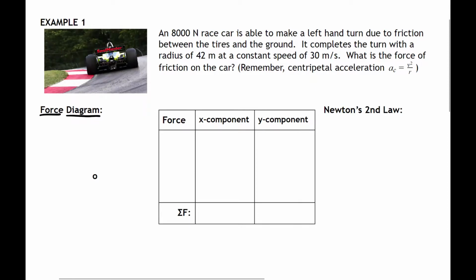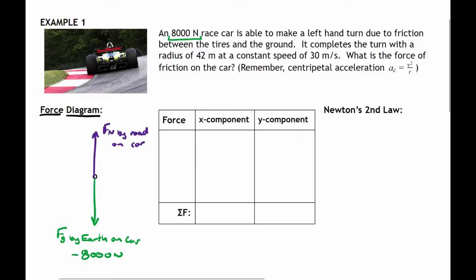Let's start with a force diagram. The problem tells us that the race car has a weight of 8,000 newtons. That means there's a force of gravity downwards by the earth on the car. And that force is 8,000 newtons down, so negative. Then there's a normal force up by the road on the car.